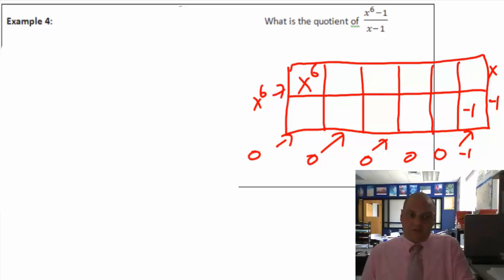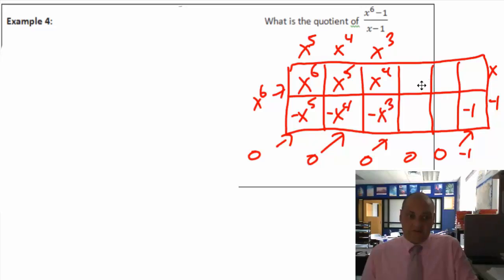This must be x to the 5th. You might already see the pattern. Minus x to the 5th. This needs to be 0. This has got to be x to the 5th. So this has to be x to the 4th. Well then this has to be negative x to the 4th. Negative x to the 3rd. x to the 3rd. x squared. Negative x squared.